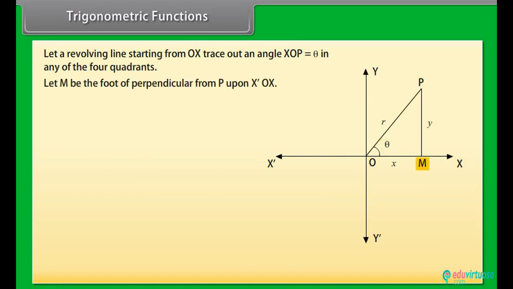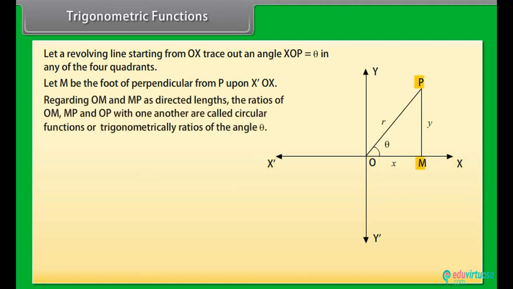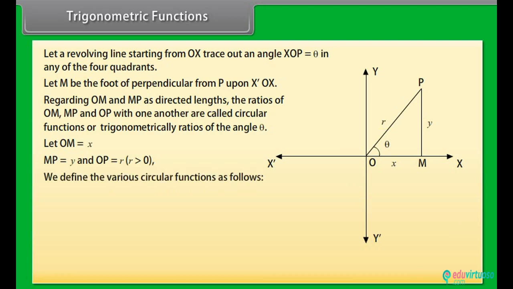Let M be the foot of perpendicular from P upon X'OX. Regarding OM and MP as directed lengths, the ratios of OM, MP and OP with one another are called circular functions or trigonometric ratios of the angle theta. Let OM equal X, MP equal Y and OP equal R, which is greater than 0. We define the various circular functions as follows.